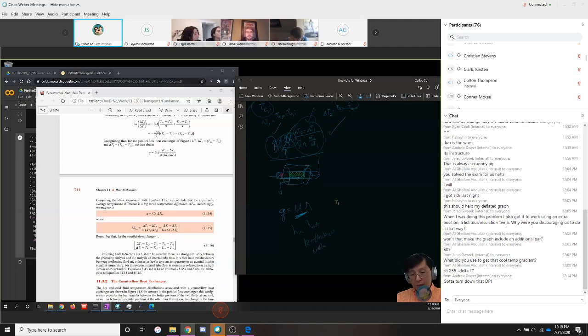And then the next thing is you have this area. And this area, of course, is the common area that is shared where the two flows have an opportunity to do a heat exchange. And then the next thing is we said that over here, there's some sort of a mean, some sort of an average, right?